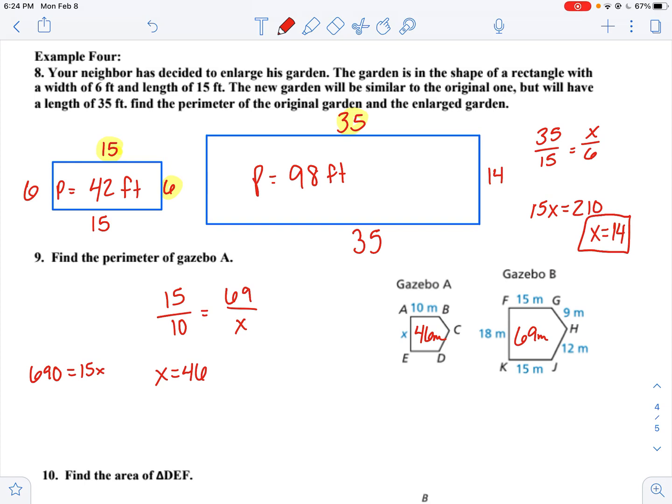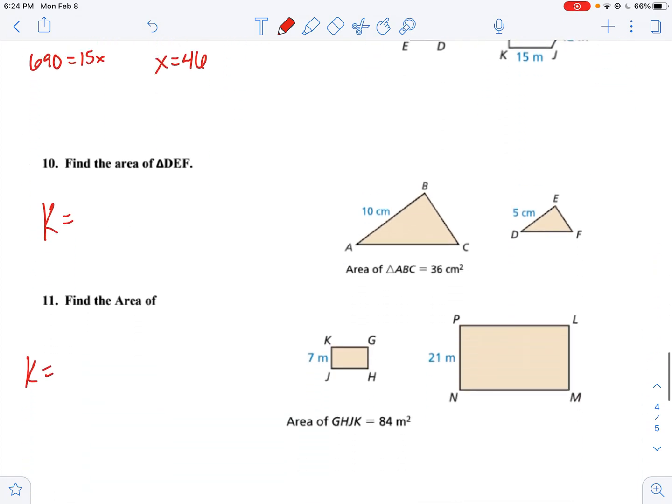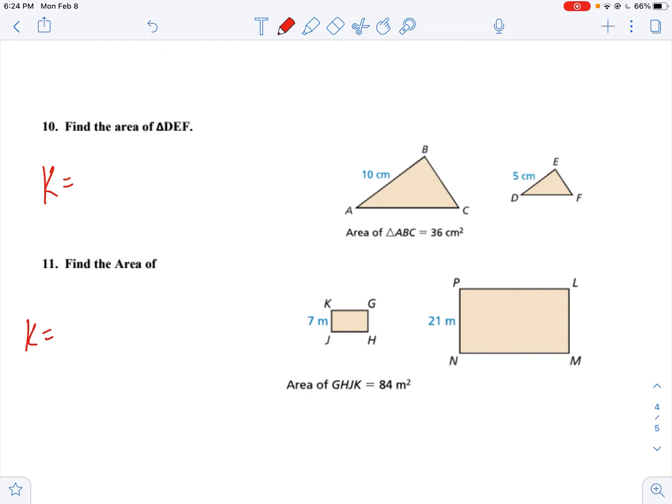Now, the area is a little bit different. The area, we don't just multiply by the scale factor. We would multiply by the scale factor squared. So k squared, not just k. So let's look at our scale factors here. What is my scale factor from the pre-image to the image if you were doing a dilation? Where here's my pre-image, here's my image.